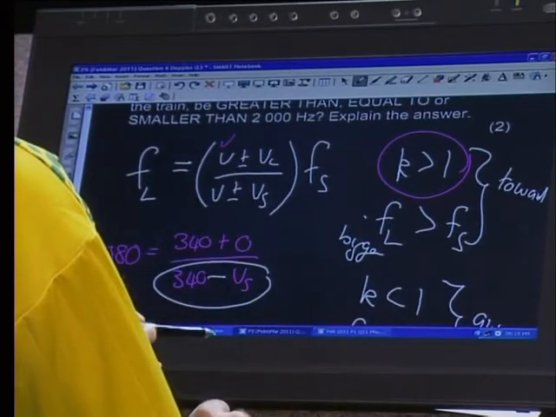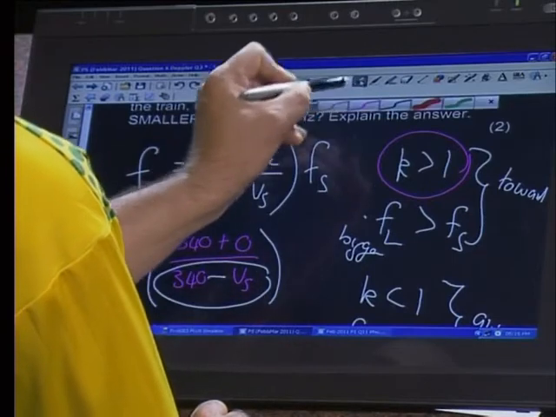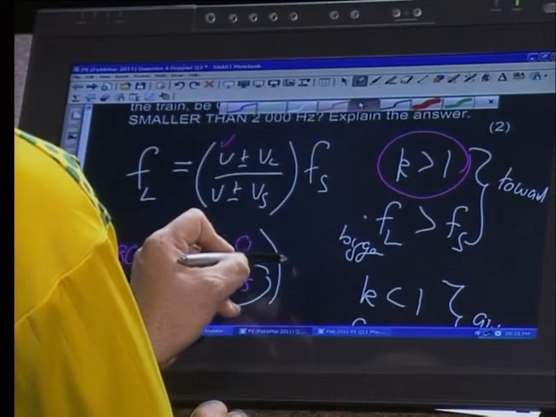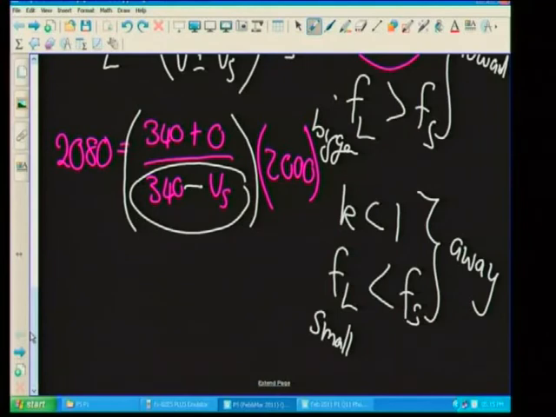So we're going to make that a minus. And we'll put that all in brackets and multiply that by the frequency of the source, which was 2000. It wasn't 2080, just 2000. Okay, and I'll put that in brackets so people don't get upset. Is that cool? That's very cool.